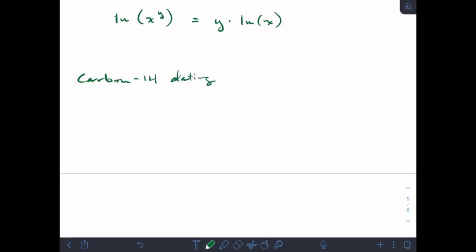And no, that's not a bunch of carbon atoms going on dates. Sorry, I had to say it.